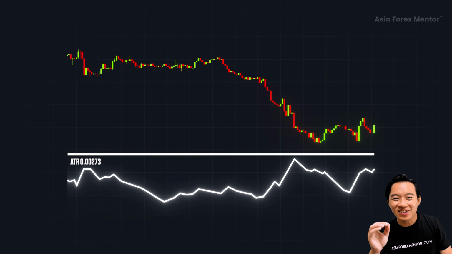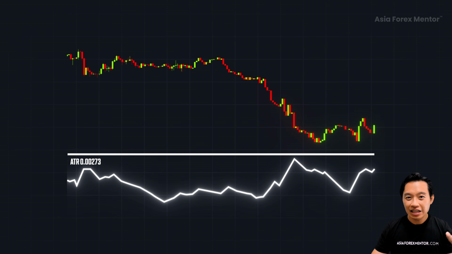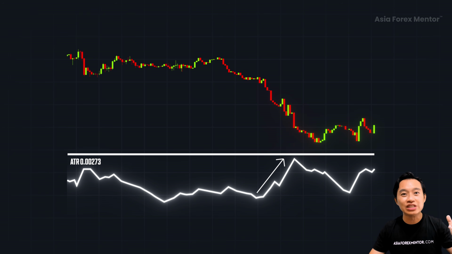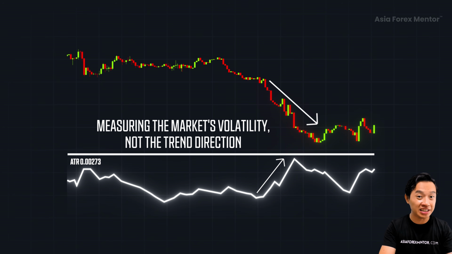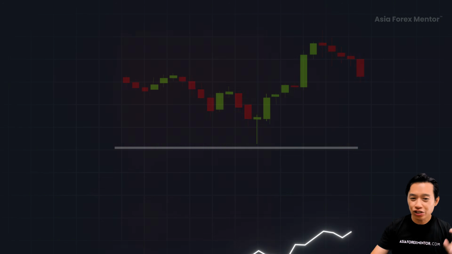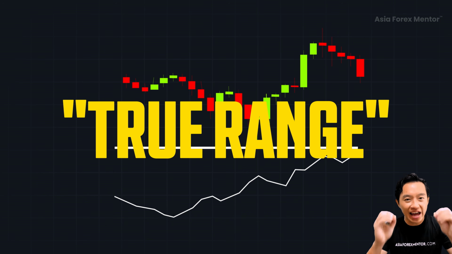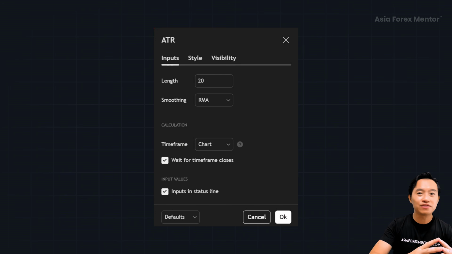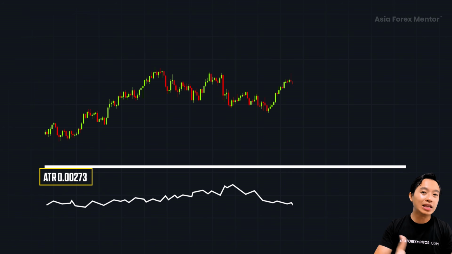Disclaimer: the ATR doesn't show which direction the trend is moving. Even if the ATR is going up, it doesn't mean that the price is trending upwards. It just measures the market volatility, not the trend direction. ATR gets its name because it's literally the average of all the true range values over that set number of candles, bars, or whatever you use. If you use the true range of say 20 candles, and then you add them up and divide by 20, that's where you get the 20 period ATR.